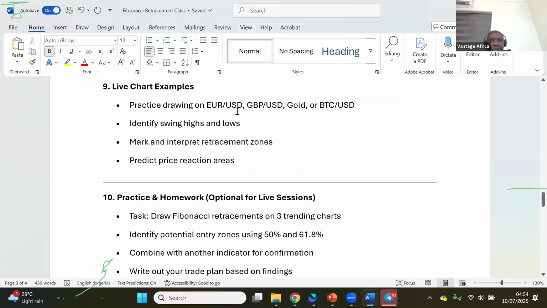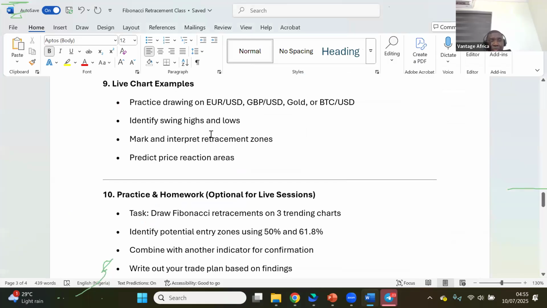Now, you need to do this. Practice it on Euro USD, JPY USD, Gold, BTC. Identify swing highs and swing lows. This is how you are going to do it now. Identify swing highs and swing lows. Mark and interpret retracement zones.